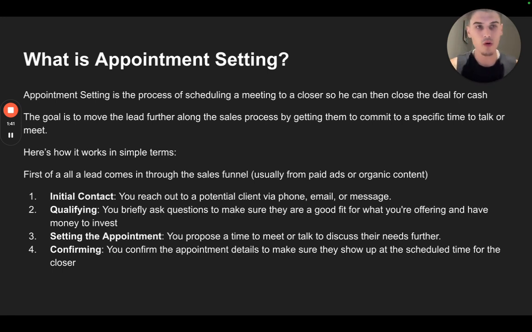So first of all, you're the initial contact. You reach out to a potential client via phone, email, or message. You qualify them. You briefly ask questions to make sure they're a good fit for what you're offering and have money to invest. You then set the appointment. You propose a time to meet or talk to discuss the needs further. You then confirm it, and you book in that time with the actual closer.